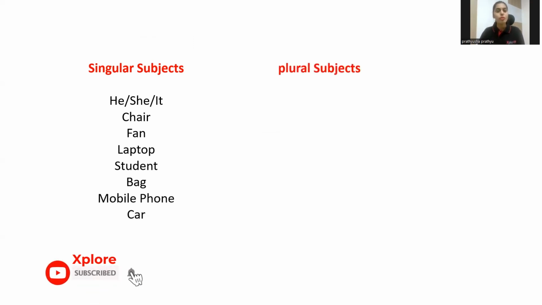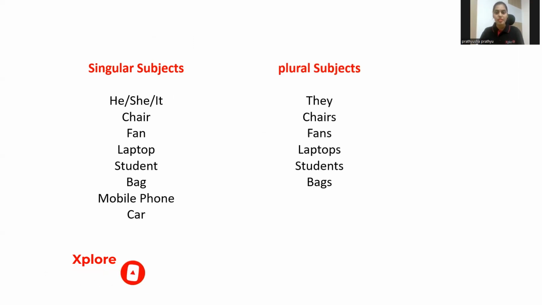Now, the plural forms of these subjects are referred to as plural subjects. As you can see here, these are a few examples of plural subjects. They, chairs, fans, laptops, students, bags, mobile phones, cars. If you look at both the singular subjects and plural subjects, there is one thing which is common in all the plural subjects. How are we making a singular subject a plural subject? By adding a letter S at its end. So if you add an S to a noun, it becomes plural.